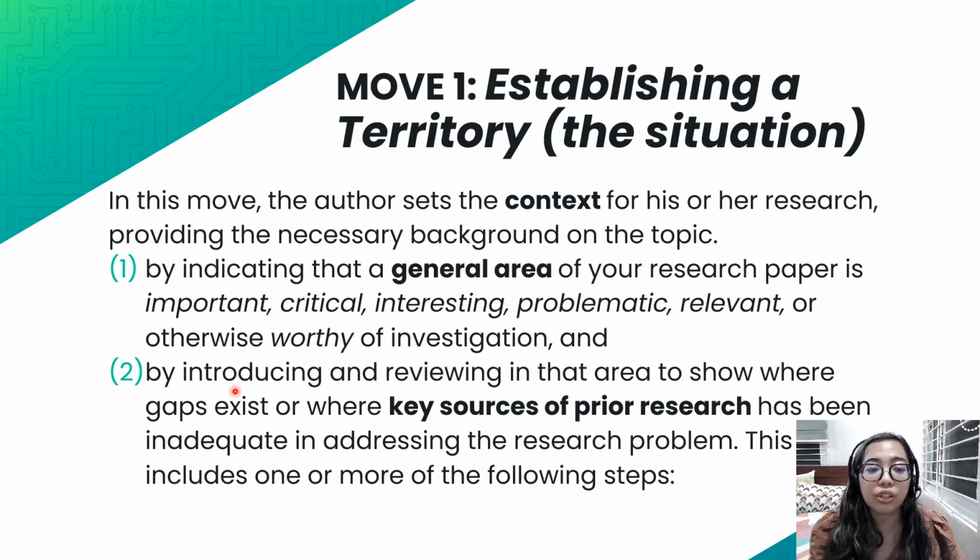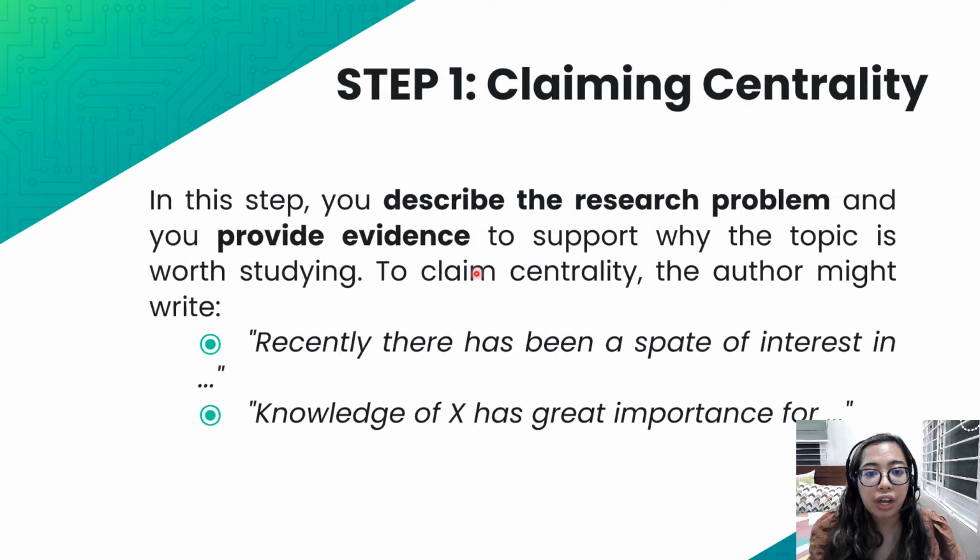Next, another thing that you can do is by introducing or reviewing in that area to show where gaps exist or where key sources of prior research has been inadequate in addressing the research problem. And this includes one or more of the following steps. You can do claiming centrality, or step 1. In this step, you describe the research problem and you provide evidence to support why the topic is worth studying.